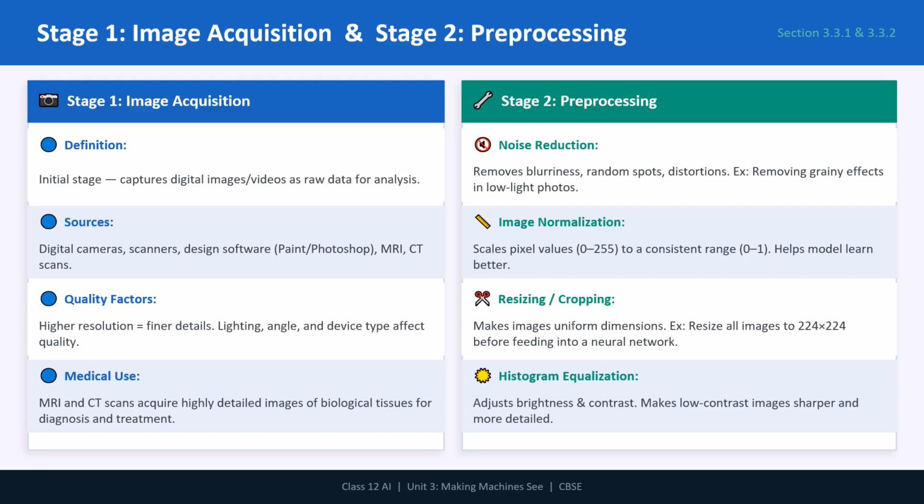3. Resizing and cropping, making all images of the same size. A very common standard is 224 by 224 pixels, used widely in neural networks. 4. Histogram equalization. Adjusts brightness and contrast to make dark or dull images sharper and more detailed. The goal of pre-processing is simple. Remove noise, highlight important features, and ensure uniformity across the data set.